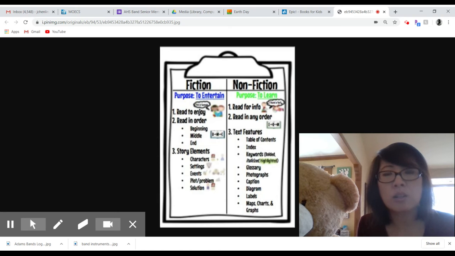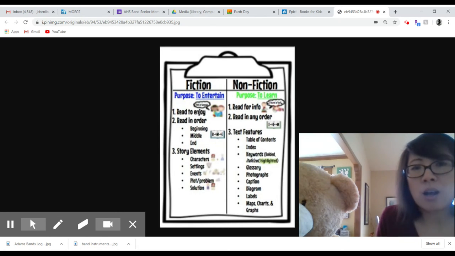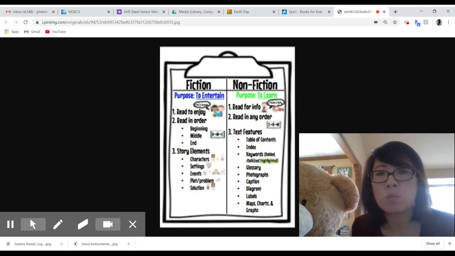And then there are a lot of different text features in a nonfiction book that help us understand what we're reading. So there are things like table of contents, which tell us about the different topics that might be covered in the book, and I'll show you that in a minute.